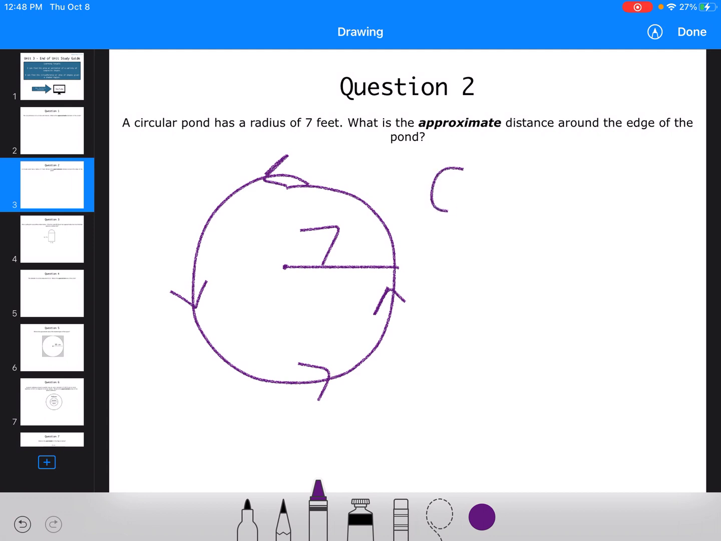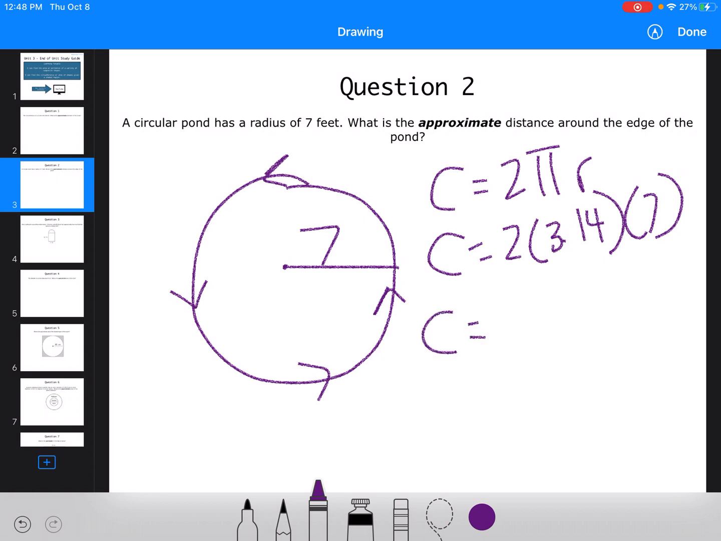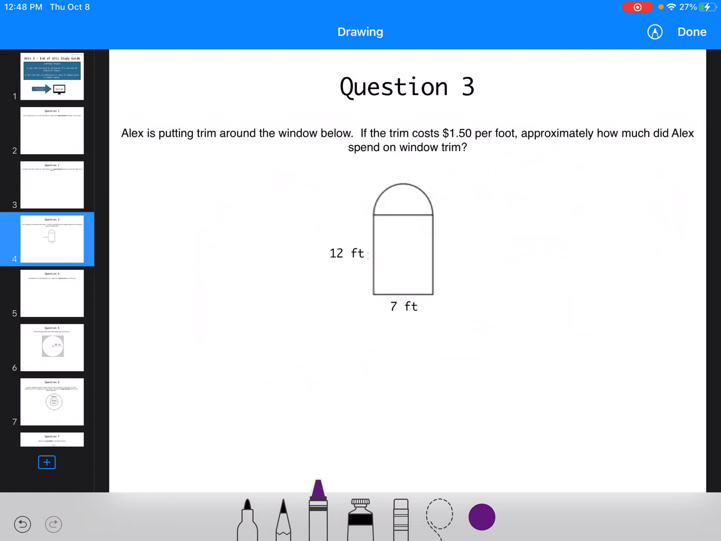So that one's going to be C equals 2 pi r because that's circumference. So C equals 2 times 3.14 times 7. So my circumference is going to be 43.96, and it's going to be feet, which really isn't that long, so it's not a very big pond. All right, so now we're putting window trim around the window below. So we're going around the window. The trim costs $1.50 per foot. Approximately how much did he spend?